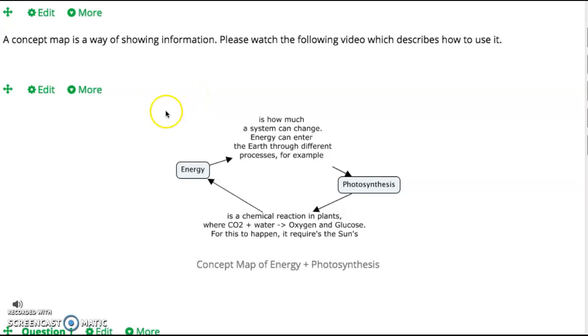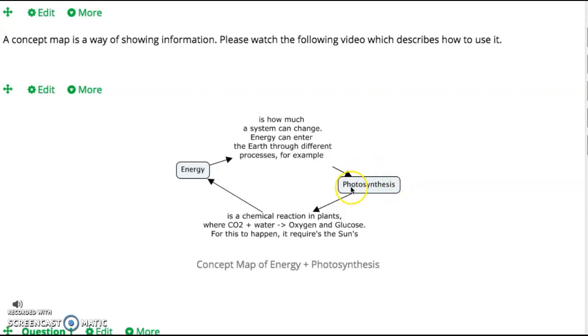Hey folks, this is a concept map and it's a simple one in that it only has two concepts. Now, a concept is just an abstract idea. It could be algebra, it could be geography, or it could be specific terms, say energy and photosynthesis.